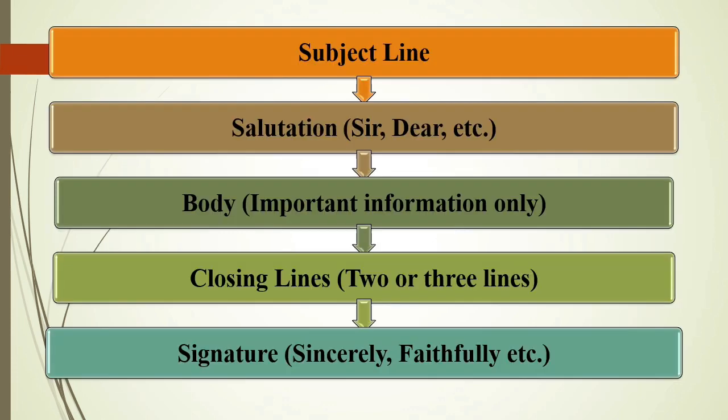The same format of email can be seen in this flow chart also. Here you see that various steps are being shown. Number one, we have the subject line. After the subject line, salutation is there, and after salutation, the body is there, and it contains important information. Then comes the closing lines or the closing part of the message, and last we have the signature, which comes to an end by talking about the sender's post and address.